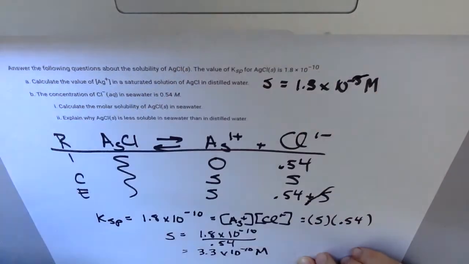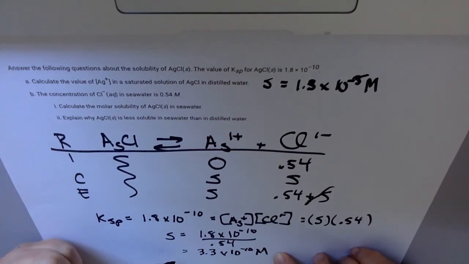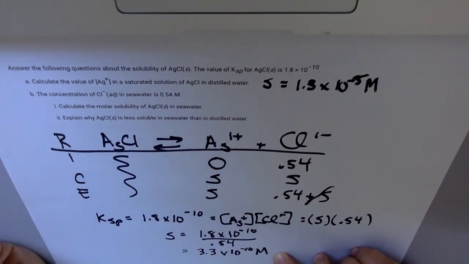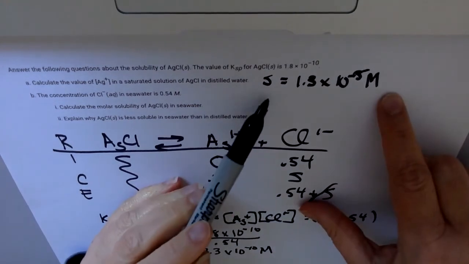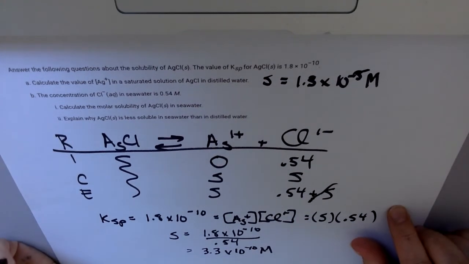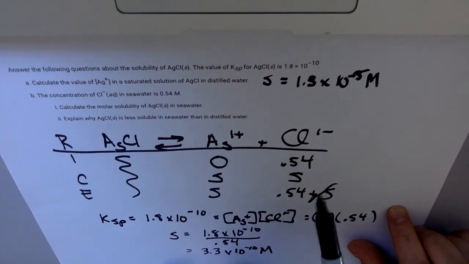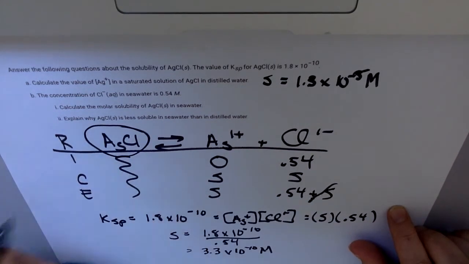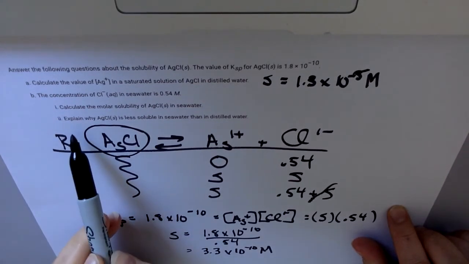And you can see that it is much less soluble. If that's the solubility as well as the concentration of the silver ion, you have much less than when you had in regular distilled water, and that's because of the common ion effect, essentially driving the equilibrium in the direction of the solid, and so making this less soluble. And that would be the answer to this last question.